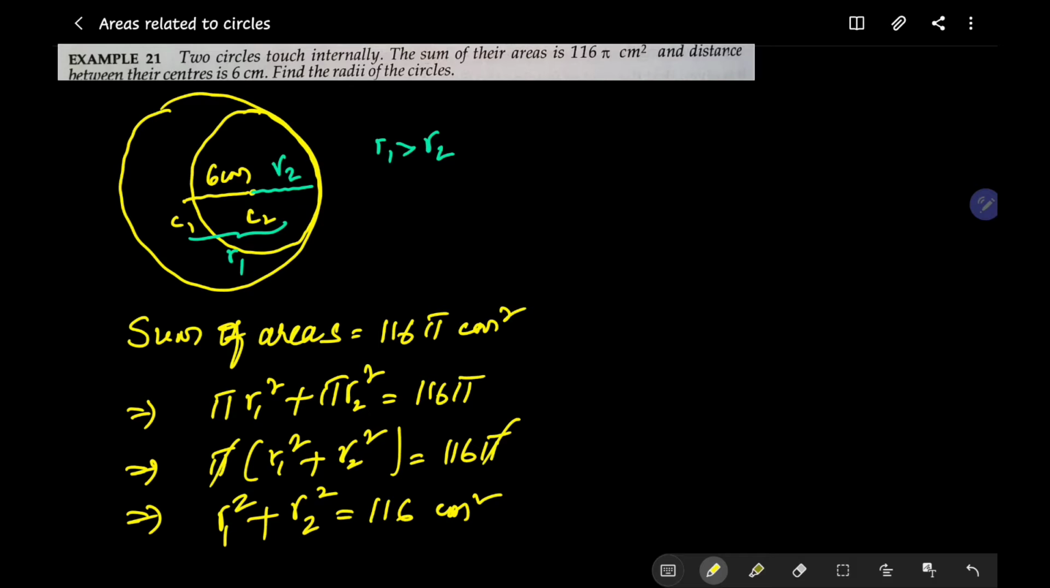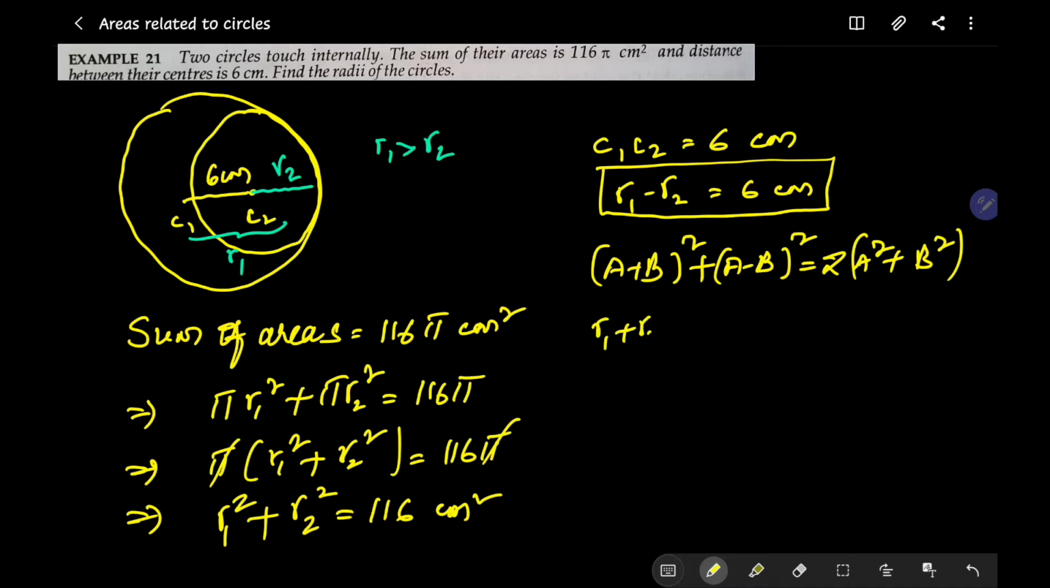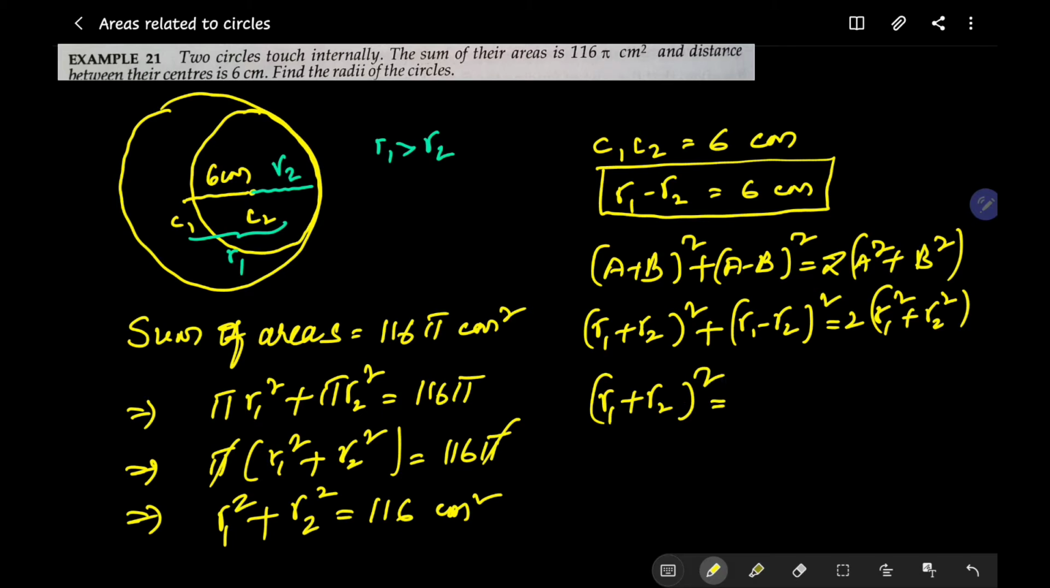The distance between the centers is given as 6 centimeters, and as the circles are touching internally, the distance between the centers is r1 minus r2 and is equal to 6 centimeters. If we have the equation involving r1 plus r2, then it will be very useful for finding the values of r1 and r2 by simple addition or subtraction. So we can use the identity which is shown on the screen and use the two equations we got previously, then we get r1 plus r2 as 14 centimeters.